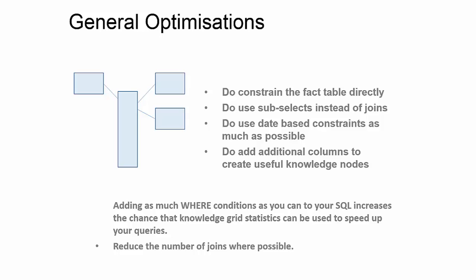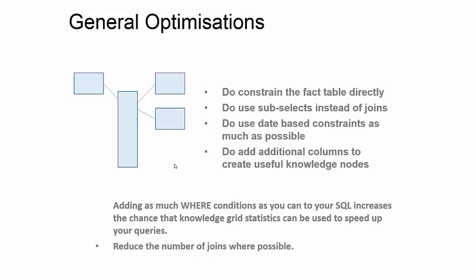Do use subselects instead of joins. Try and have everything time-based where there's constraints applied. So you use a where clause for when you're looking at the last hour, the last week, the last day, or whatever time range that you're after. And then don't be afraid to add in additional columns that will help with your queries. So additional columns that can be pre-calculated and that will help with any of the queries coming in.